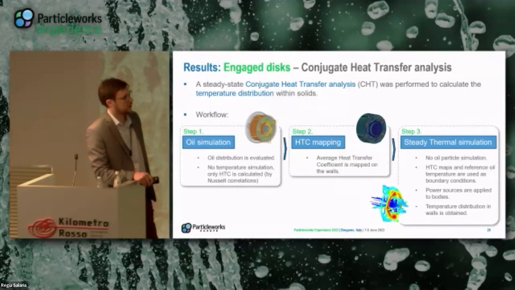And then you build a new model in which you import the maps of heat transfer coefficient and the temperature, because you also need temperature as boundary conditions. Then, with the boundary conditions, you can apply sources of power, for example, and then you can run the steady state thermal analysis to get temperature distribution in solids.